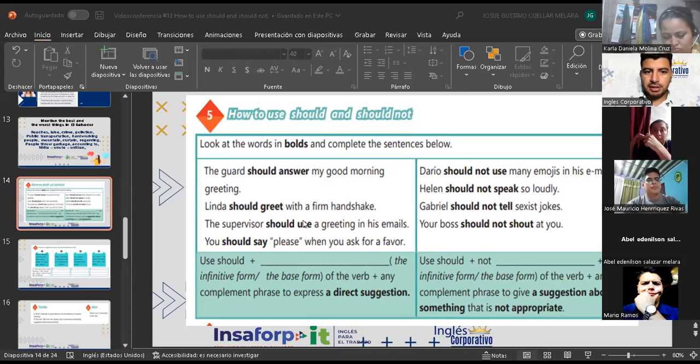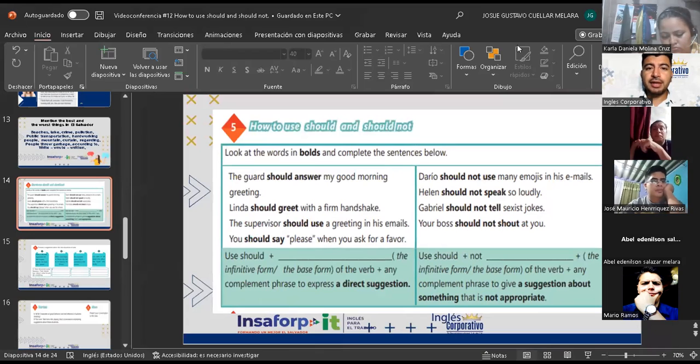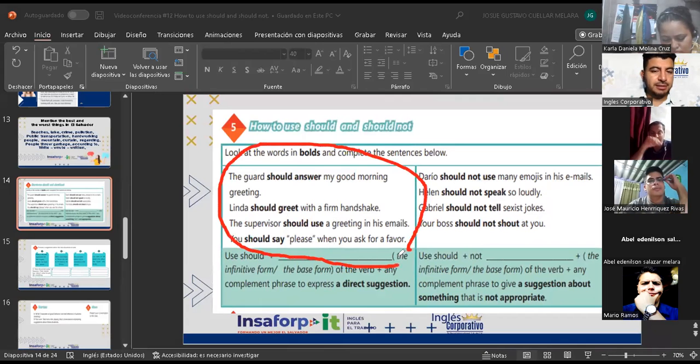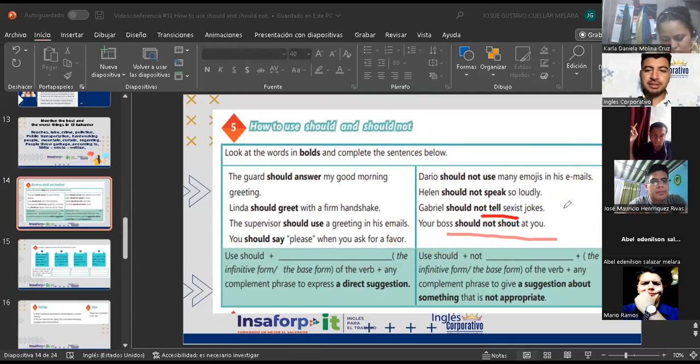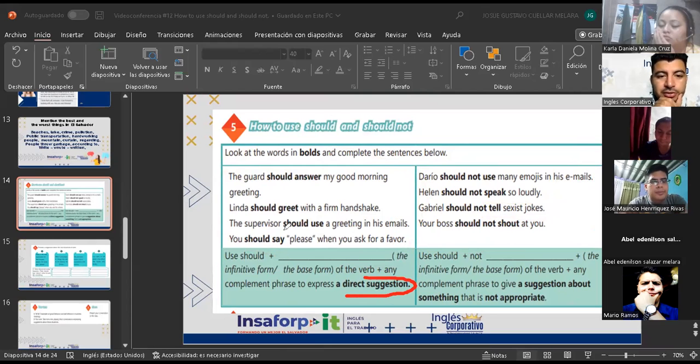And that's not correct. So if you notice in the first column, we have like advices, tenemos como sugerencias, some suggestion, cosas que deberían de pasar. And in the other part, here we have things that should not happen, cosas que no deberían de pasar, okay? No gritar, no decir chistes sexistas, no hablar tan fuerte, and so on. So, a direct suggestion, esto es una sugerencia directa. And in this case, suggestion about something that is not appropriate, algo que no es apropiado.